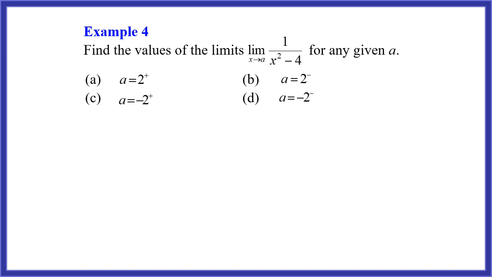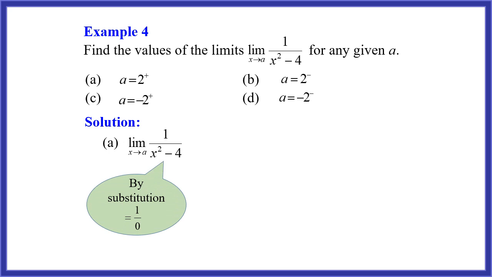Okay, example 4. Find the values of the limit of 1 / (x squared - 4) as x approaches a, for any given a. So now we have 4 values of a to test. For question a, a is equal to 2 positive, from the right side. If we substitute the value, it's always 1 over 0. If we substitute 2 again, we cannot determine whether the 0 is a positive 0 or negative 0. Because it's a quadratic, what we can do is factorize it. So we factorize x squared minus 4 into (x - 2) multiplied with (x + 2).